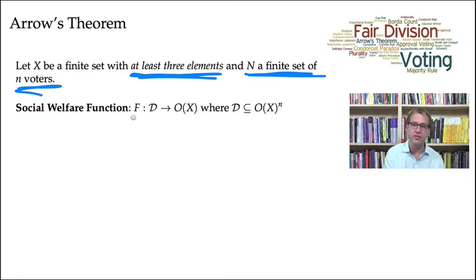Now, a social welfare function is a way of associating with profiles some ordering over the set of candidates. So in order to specify a social welfare function, you first give a domain. This is the set of profiles that are currently under consideration. A profile is just a sequence of orderings, one for each voter. So you fix a set of profiles, and then a social welfare function associates for each one of the profiles in the domain some ordering over the set of candidates, the social ordering or the group ordering.